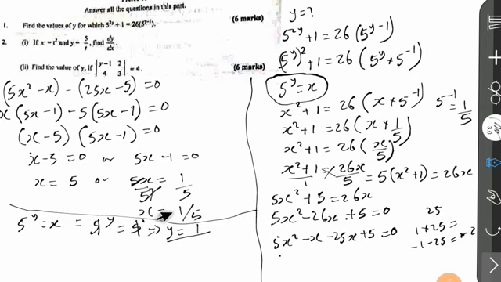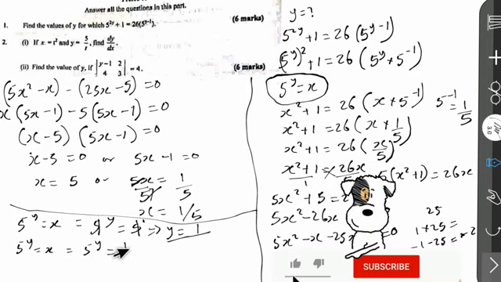So let's go to when s is equal to 1 over 5. Therefore, our 5 raised to the power of y is equal to s. Whenever you see s now, replace it by 1 over 5. So 5 raised to the power of y will be equal to 1 over 5.